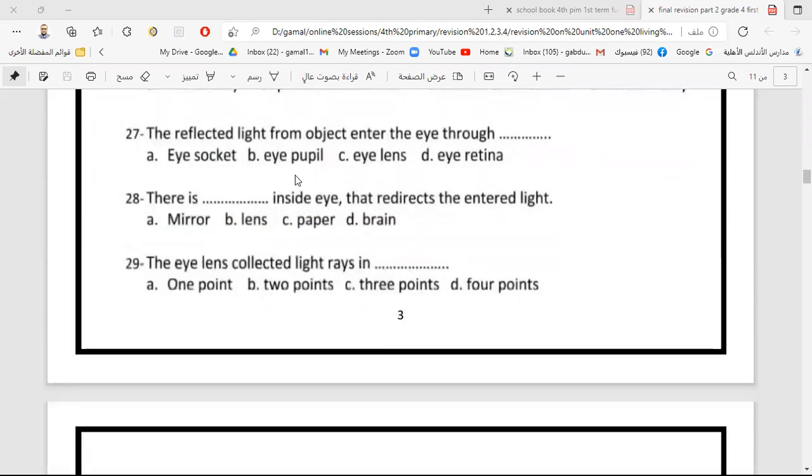Mirror. Is it a mirror? You have a mirror in your eye or a lens? Lens. Very good, my son. It is a lens. Very good, my son. You are excellent.